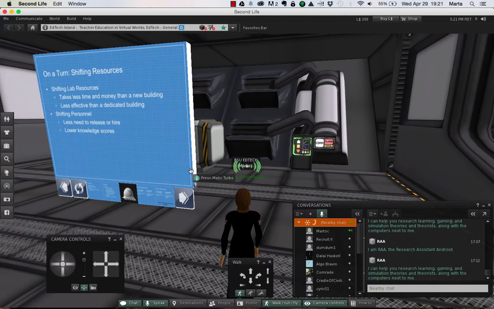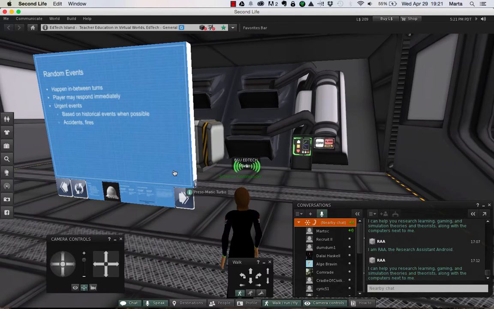It wouldn't be as effective as a building built for that group they're shifting it to, but it would take less time and money. So again, that idea of trade-offs. I want to have the option to shift personnel. So you could take one of your detonation experts and put them on a different team temporarily. They won't be as effective as they were on the detonation team, but you don't have to release them or you don't have to hire someone new.